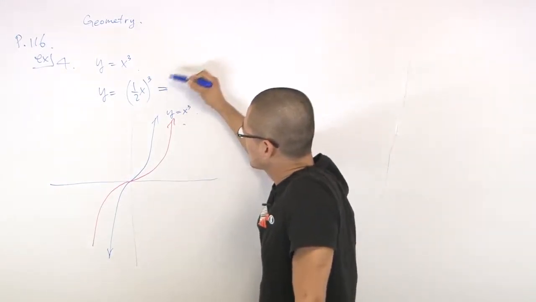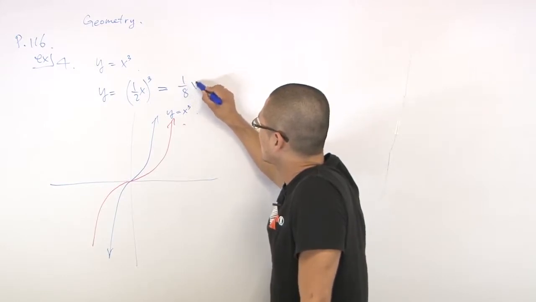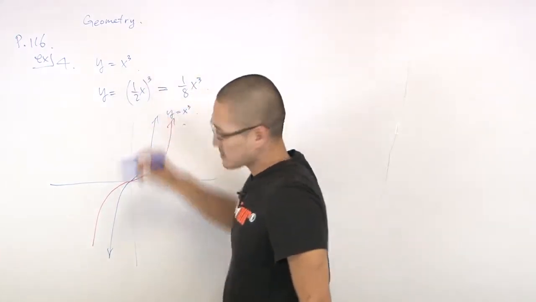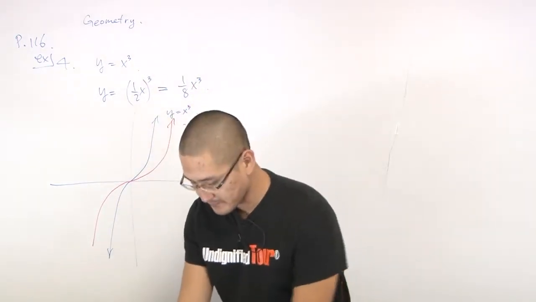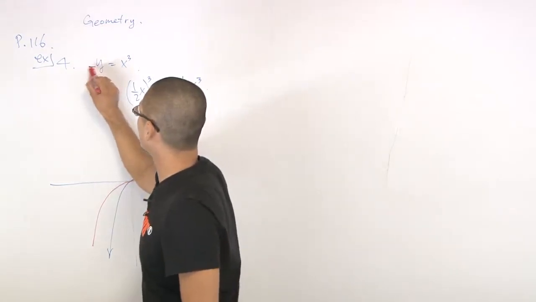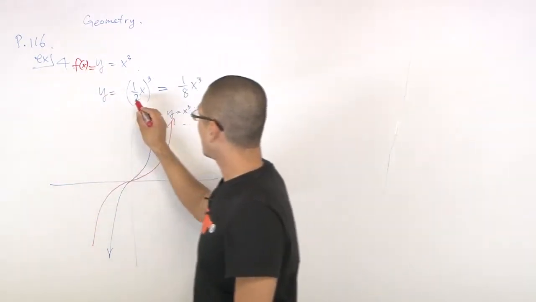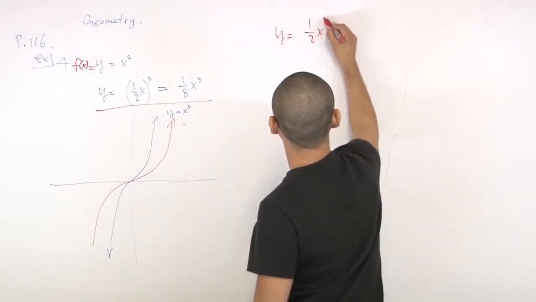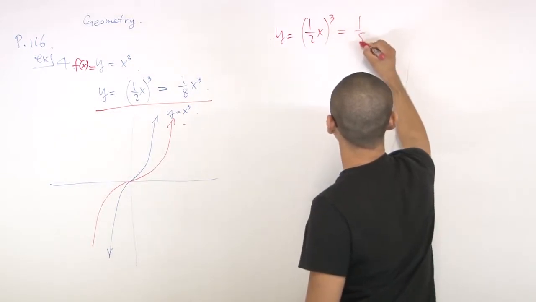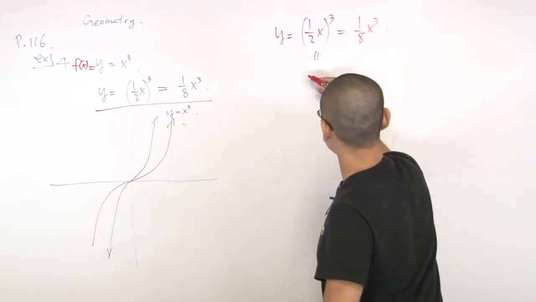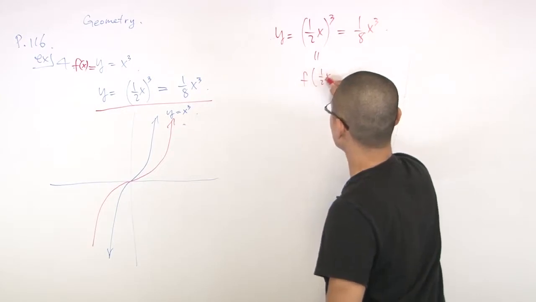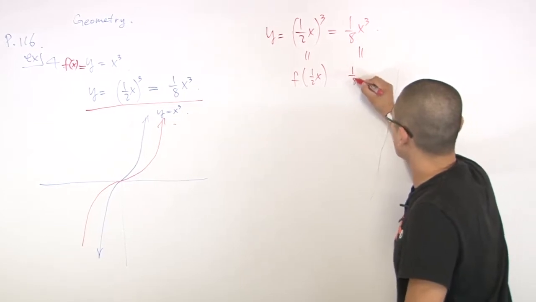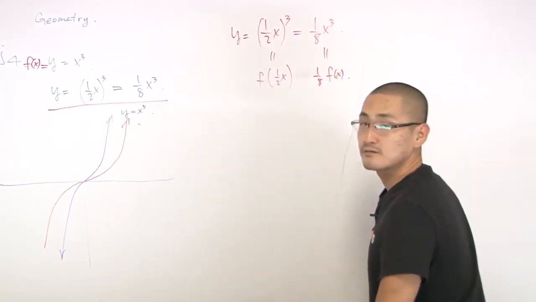You guys understand that this can be expressed as 1/8 x cubed, right? This is really saying, if I make this, let's label it with red color, if I make this f of x, what I'm doing here is, I could express it two ways. Either this is f of 1/2 x, or, let me make this equal to each other, this is 1/8 times f of x, right?